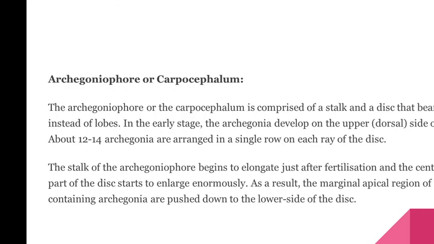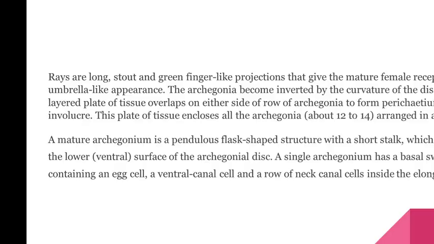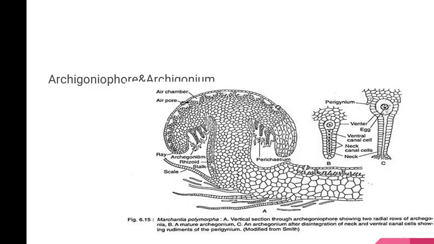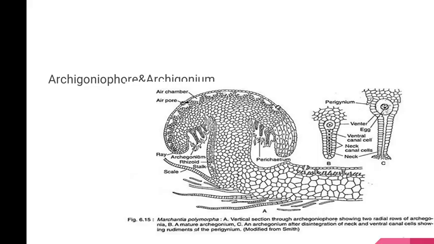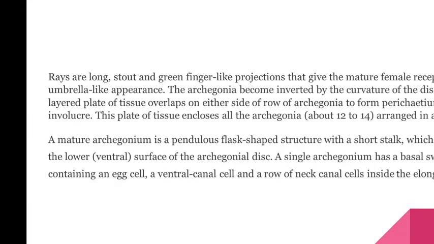elongated just after fertilization, and the central sterile part of the disc starts to enlarge enormously. As a result, the marginal apical region of the disc containing archegonia is pushed down to the lower side of the disc. That is why during maturation it looks like ray-like structures. The mature archegonia are at the peripheral side and the younger archegonia at the central side. The rays are long, short, green finger-like projections that give the mature female receptacle an umbrella-like appearance.